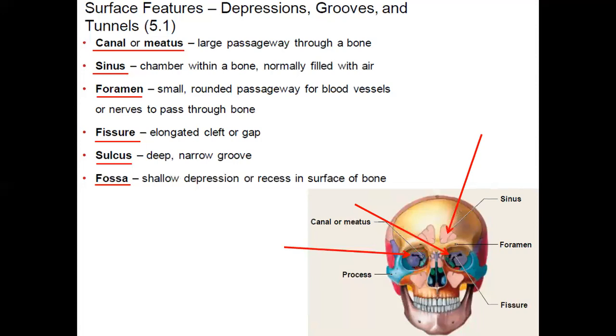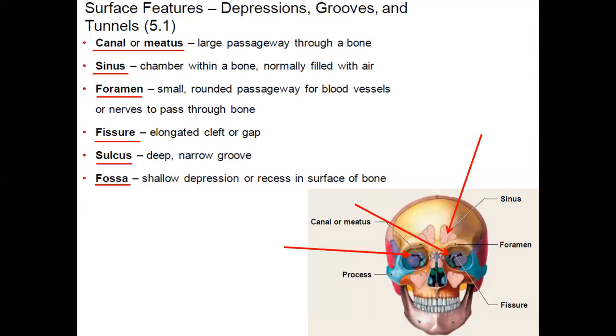A meatus, you have an example that you can't really see on this figure, but there's a couple of meatus that we'll talk about. One is the external acoustic meatus or external auditory meatus. That's basically your ear hole. So if you stick your finger in your ear, you're sticking your finger in your external acoustic meatus.